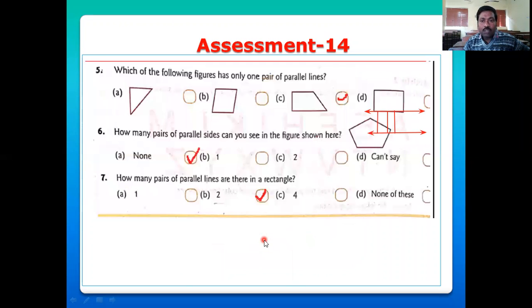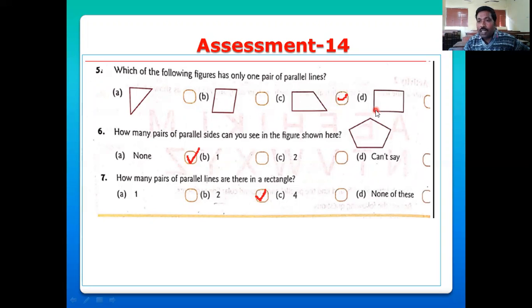Now, see the next question, question number 5. Which of the following figures has only one pair of parallel lines? Here we see there is no parallel line. There are parallel lines, but it has two pairs of parallel lines. Here is one pair, and here is the second pair. So the answer will not be B, and here is C, because here this line and this line are parallel to each other, and these are not parallel to each other. So our answer will be C.